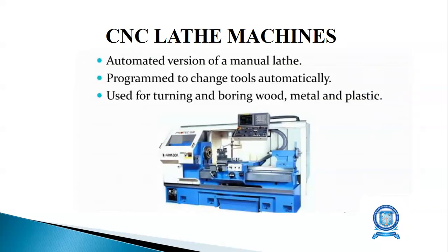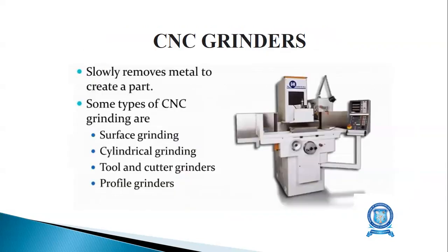CNC lathe machines. It is an automated version of the manual lathe, and the program allows tools to be changed automatically, used for turning and boring wood, metal, and plastics. It feeds a cutting tool in a linear motion along the surface of the rotating workpiece, removing the material around the circumference until the desired diameter is achieved, to produce cylindrical parts with external and internal features such as slots, tapers, and threads.